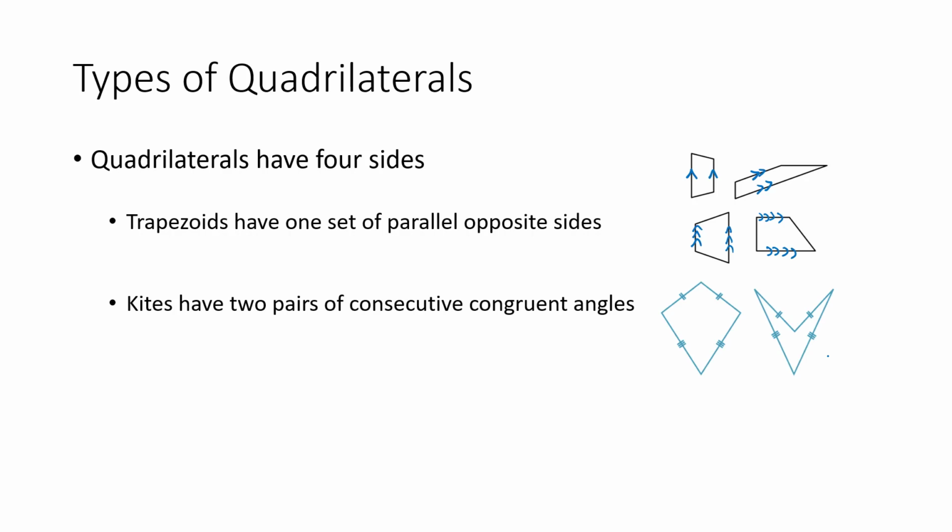Kites. Kites have two pairs of consecutive congruent sides. The traditional shape of a kite looks like the kite you might fly in the sky, but it doesn't have to necessarily be that shape. You notice this one, the second one here, dips in. As long as the two sides next to each other are congruent and the two sides next to each other are congruent, that makes it a kite.